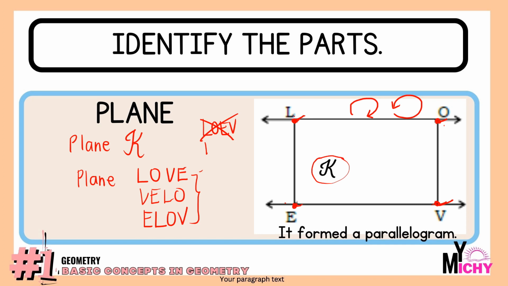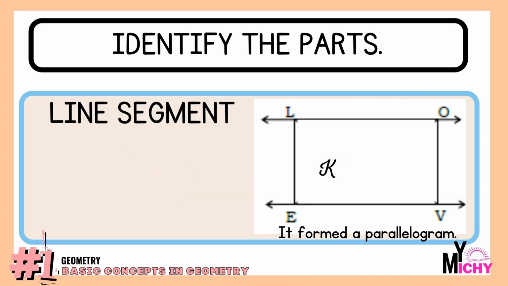Okay, next. We have here the line segment. So again, a line segment has two endpoints. So we have two line segments here, segment LO and segment EV. And also we have two more line segments here, segment EL and segment OV.